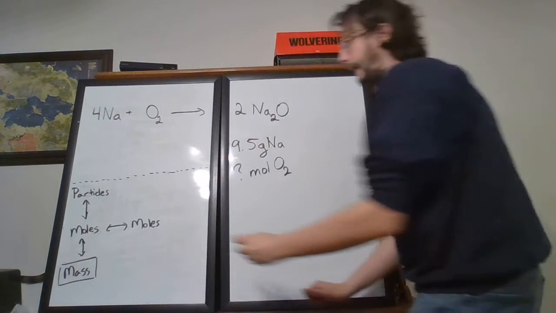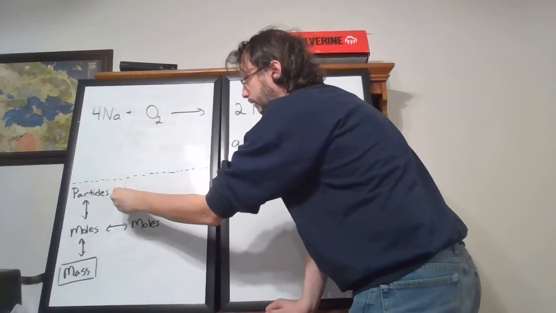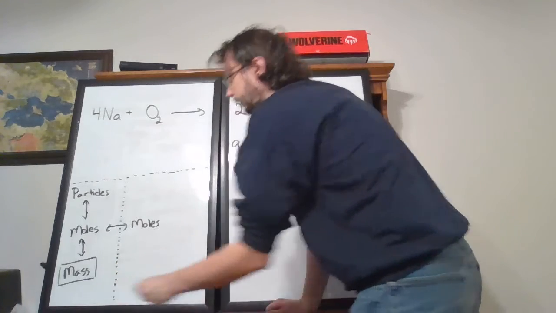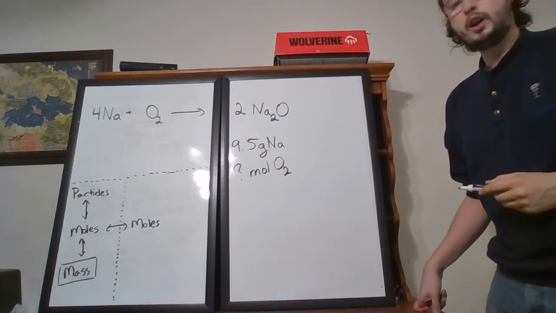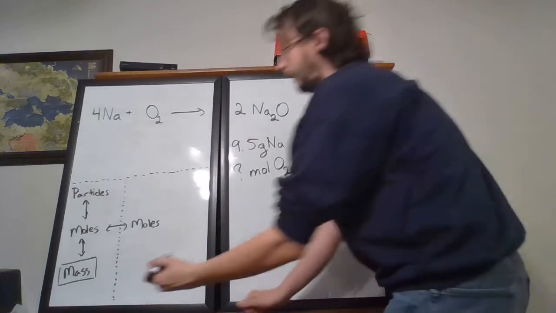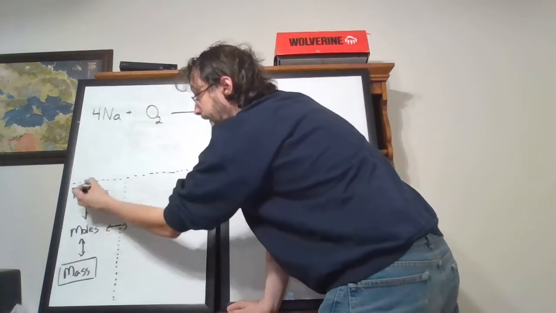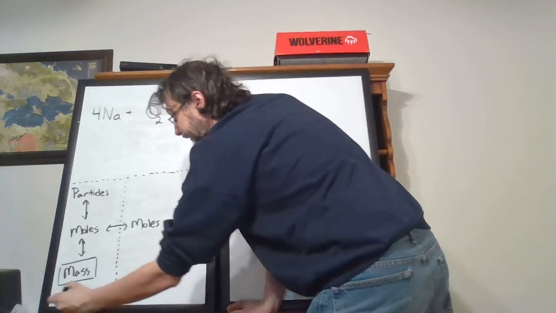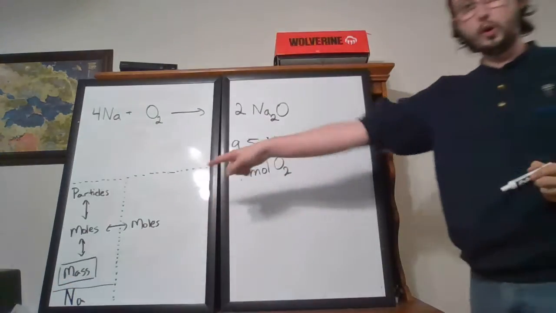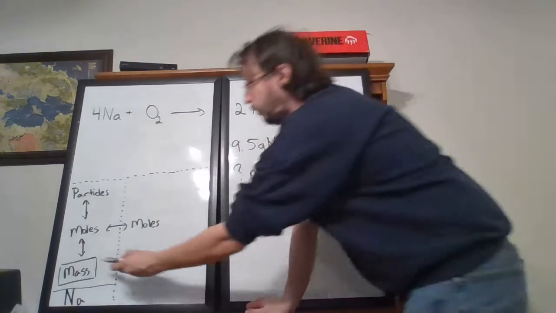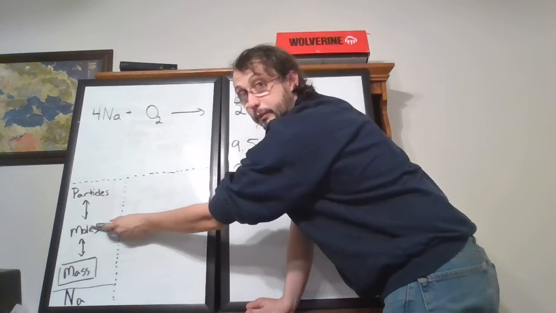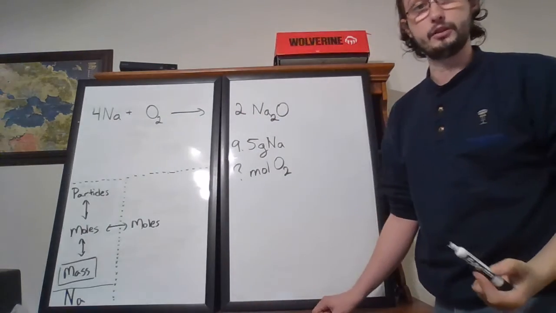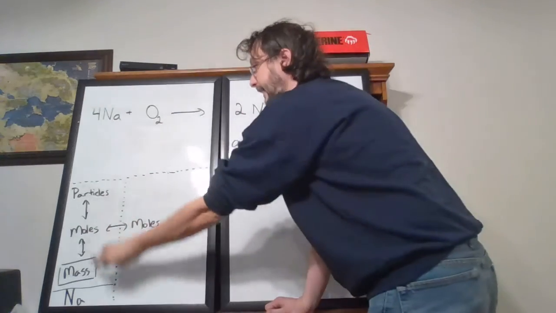So one more thing I'm going to add over here to our graphic organizers. I'm going to put a dotted line separating moles and moles. The reason I'm going to do that is because this side only applies for everything in the same compound, or the same substance. In this case, it's sodium. So this side only applies to sodium. We can go from mass of sodium to moles of sodium in one step. We could go another step further and go from moles of sodium to particles, or how many atoms of sodium we need. But that doesn't tell us anything about oxygen.